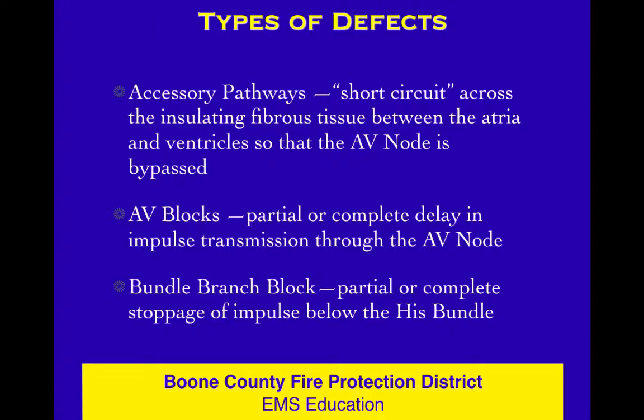Then we're going to also talk about AV blocks, partial blocks or complete AV blocks that delay that impulse transmission too much through the AV node. We want a little bit of delay, but we don't want impulses to never make it out or have too long a delay. Then the other possible conduction defect we're going to talk about is a bundle branch block, both full bundle branches and then branches of bundle branches or fascicular blocks.